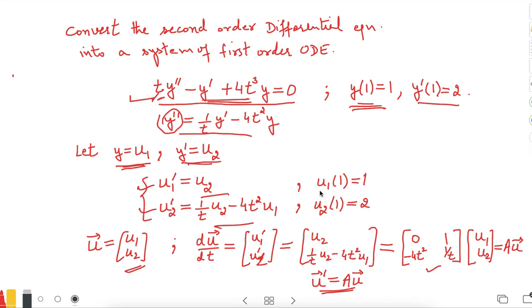Also the initial conditions can be defined. These initial conditions will easily convert into the u vector value at the initial point 1. Every value is at t value 1. Okay, so we can easily write u at 1, which means u1 at 1 and u2 at 1. So clearly u1 at 1 is 1 and u2 at 1 is 2. So it will be a column vector of 1 2. So we can easily convert it into matrix form, and then we can solve it numerically or by an analytical method.